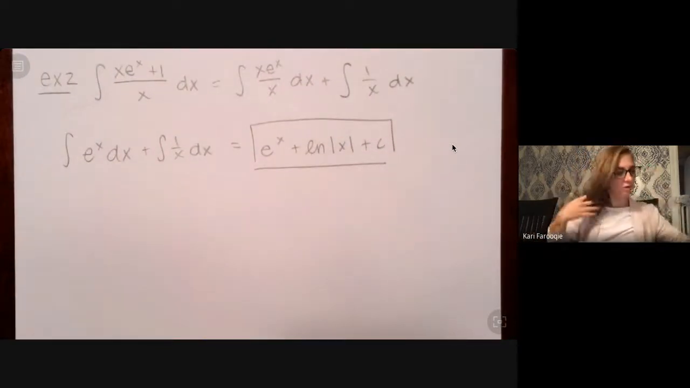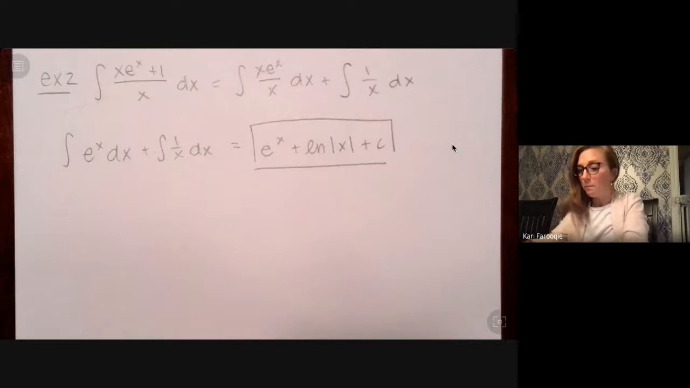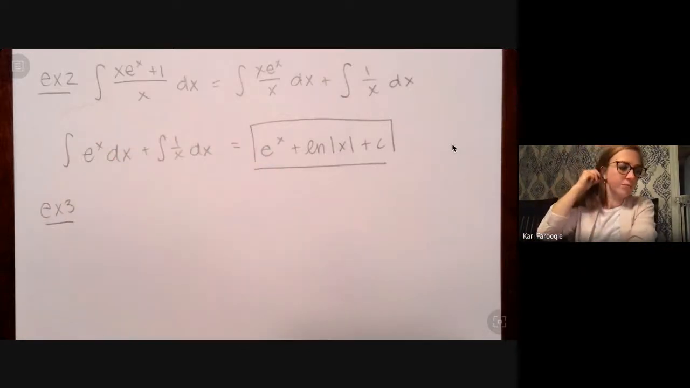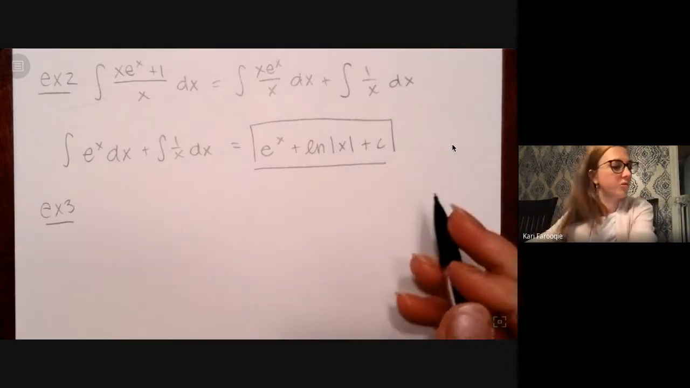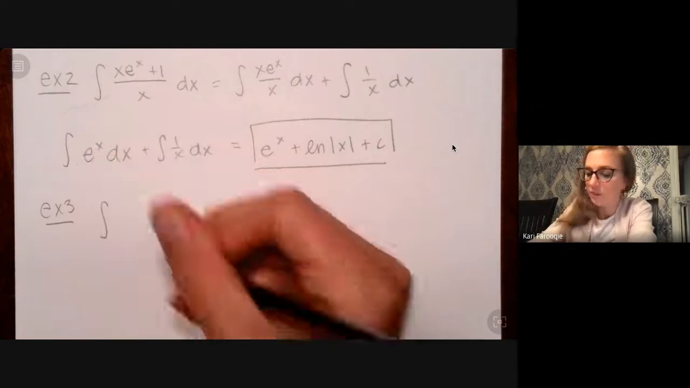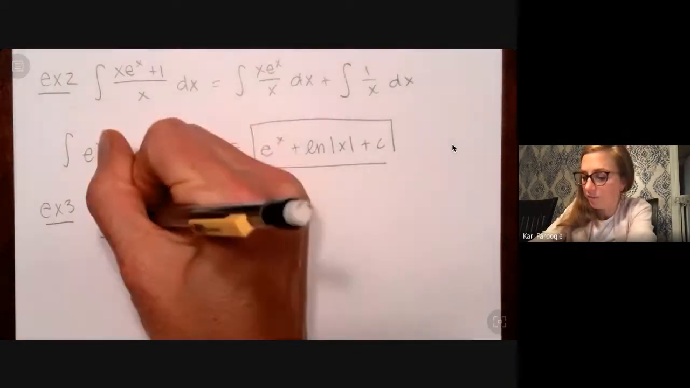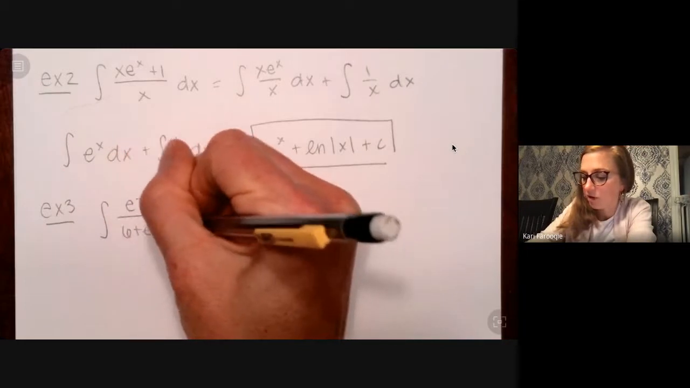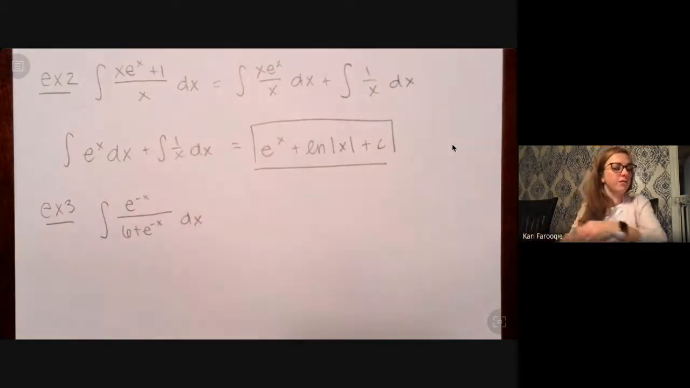Let's see what else I have in store for you. Oh, yeah, a u substitution. Okay, talk about a u substitution. This will be the integral of e to the -x divided by 6 plus e to the -x dx.